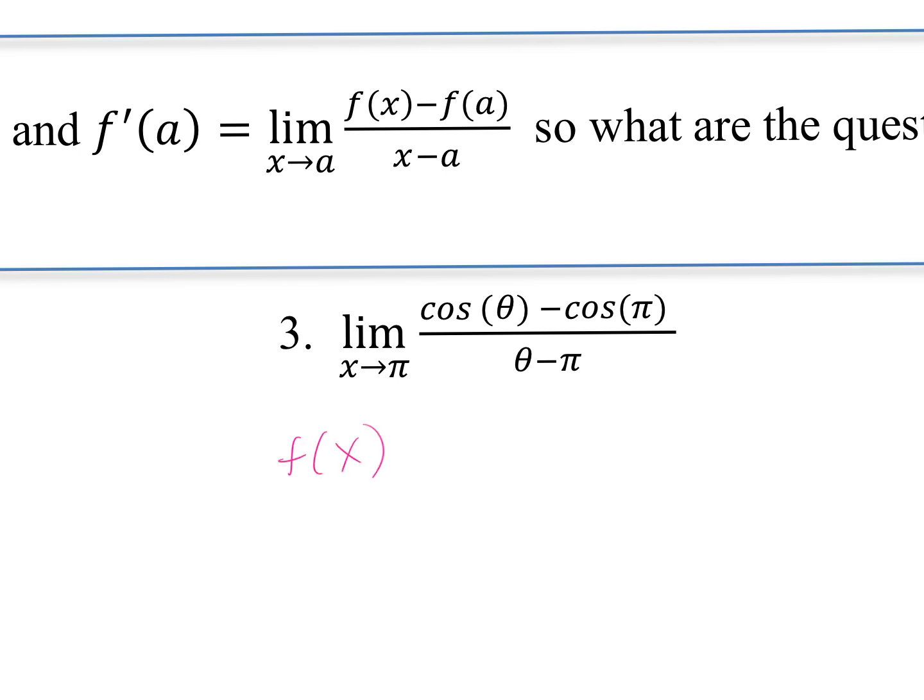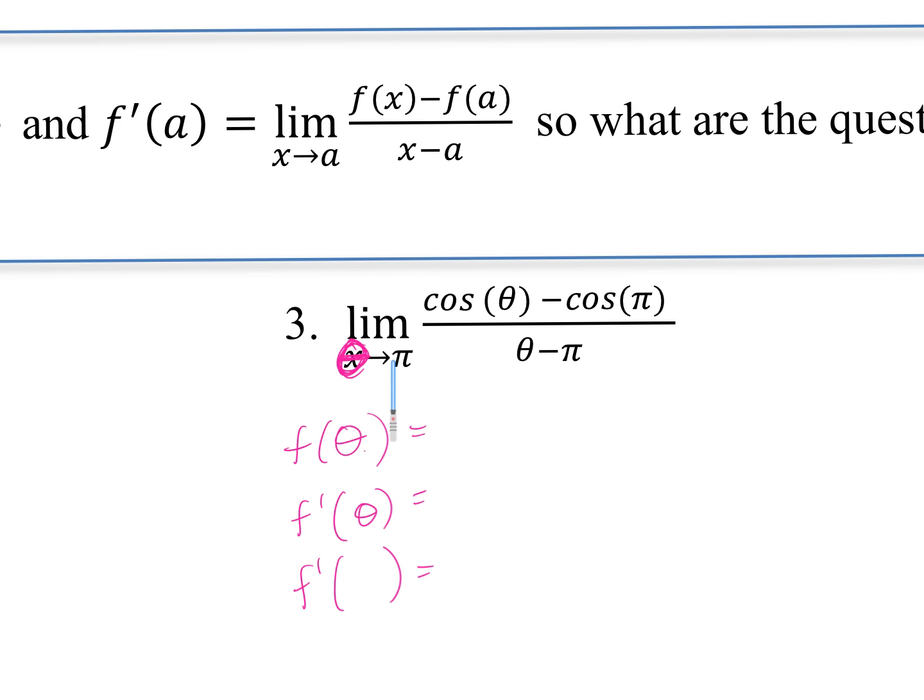We need to figure out what the function is with respect to, actually in this case, theta. What is the function with respect to theta? Then I'm going to need the derivative with respect to theta. Then in this case, they want the derivative at a certain theta. Do you agree that certain theta in this case is pi? So what is the function? It says here's my function with respect to theta. Are you cool with just saying my function is cosine of theta? Okay, so that's my function.